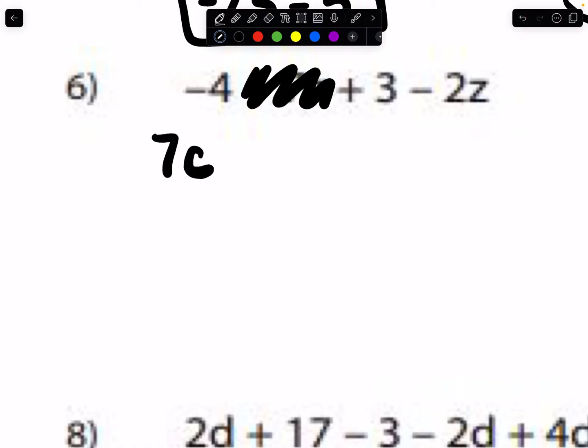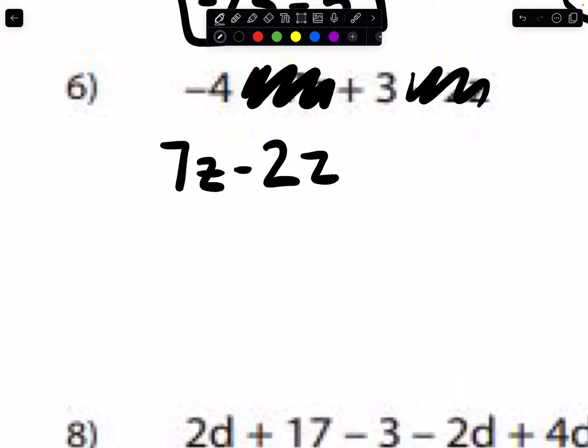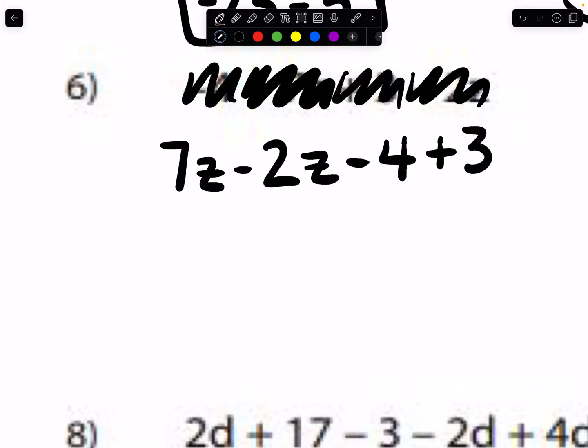7z, whoops, z, positive, negative 2z, negative 4, positive 3. Notice that I'm scribbling out everything I do because the mistakes are often made not in the understanding, but in the bringing down of the positives and negatives or bringing down all of the terms.